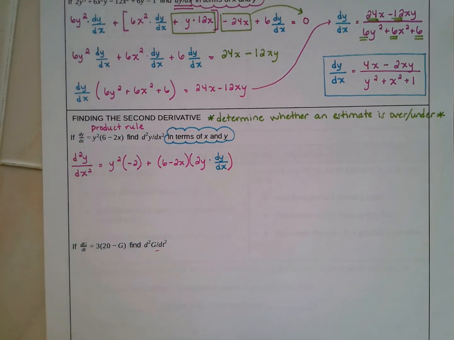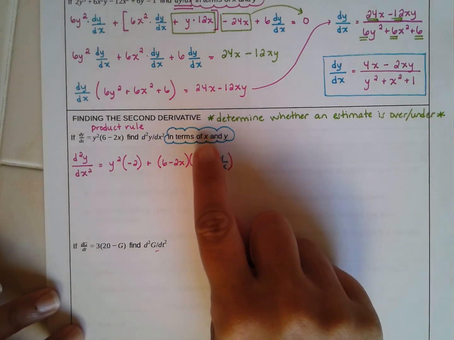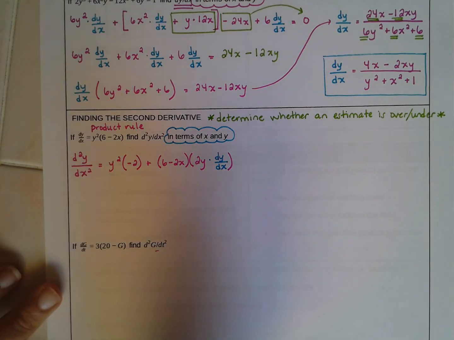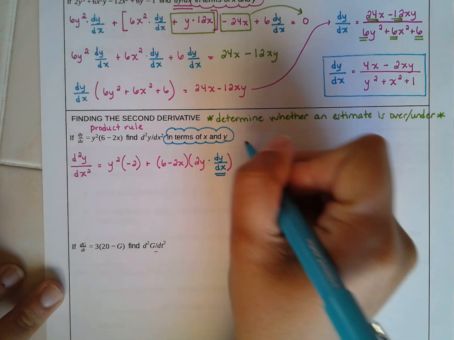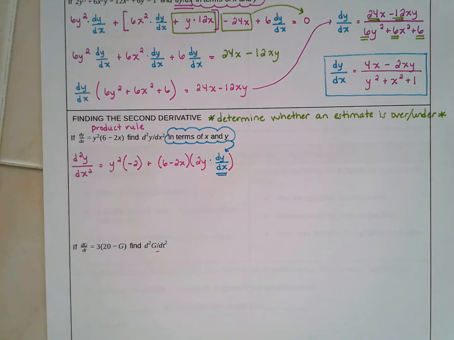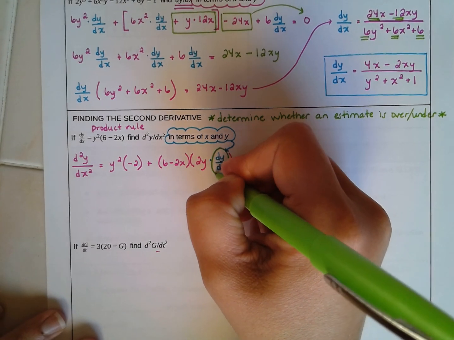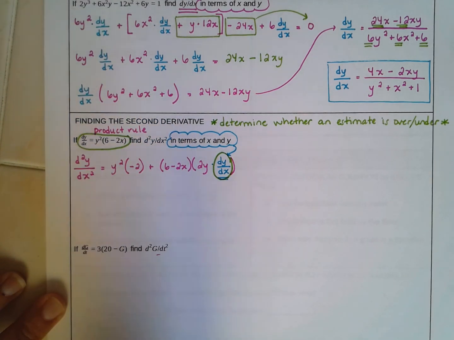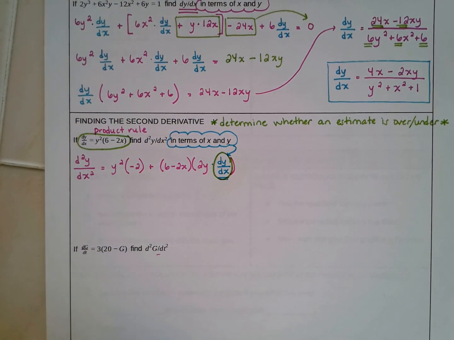Okay, now that I've done product rule, this is where this part of the directions becomes really important. The problem says find the derivative in terms of x and y. So we are not allowed to have dy over dx in part of our answer. Instead, what we're going to do is replace the dy over dx with what we know that dy over dx is equal to. So we have to plug that in because dy over dx is not allowed. We want our answer in terms of x and y.